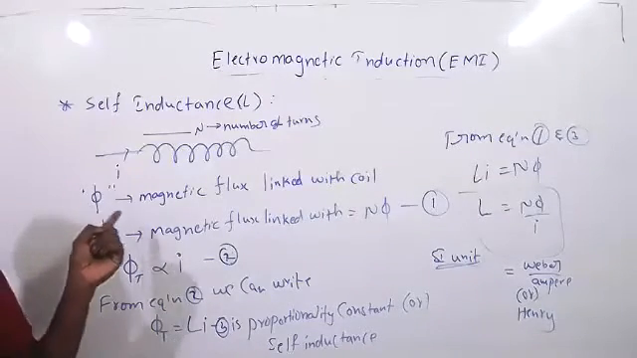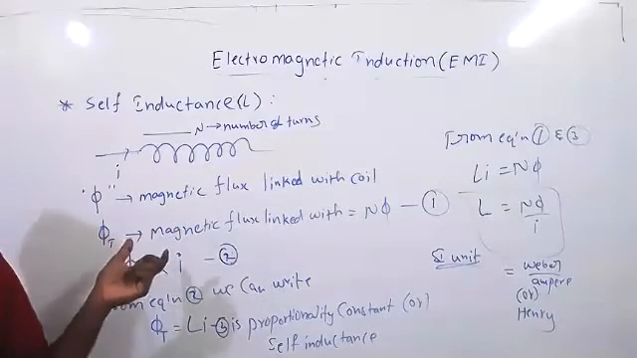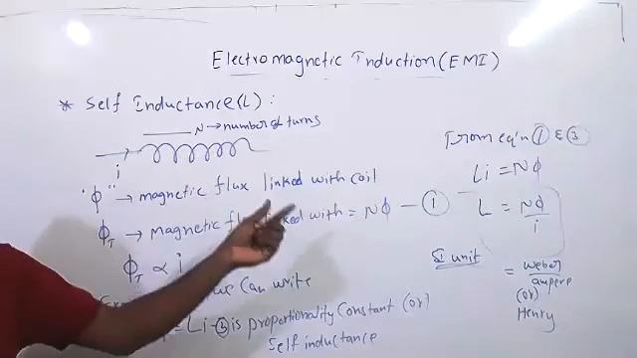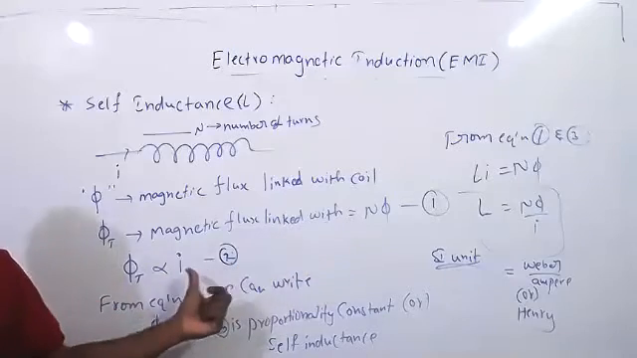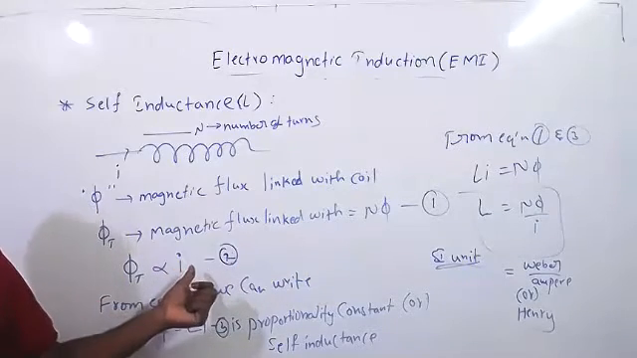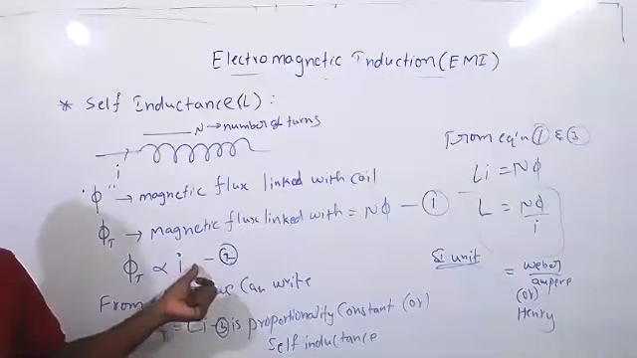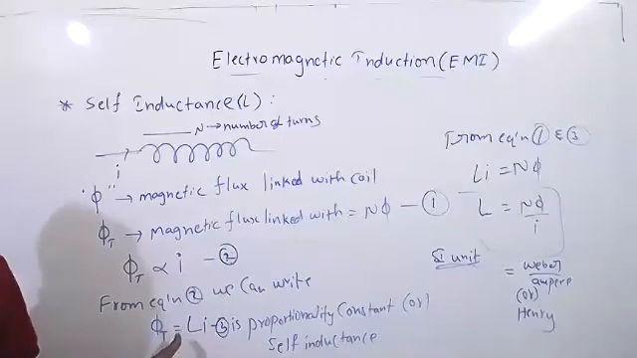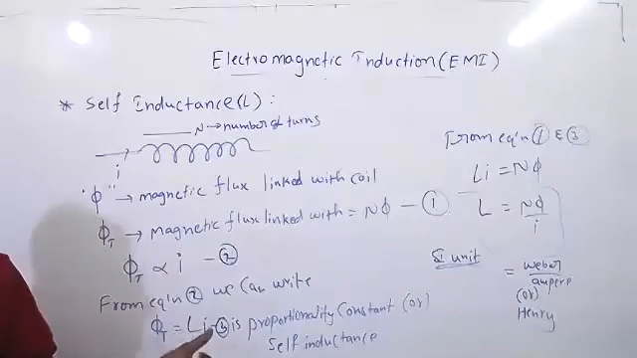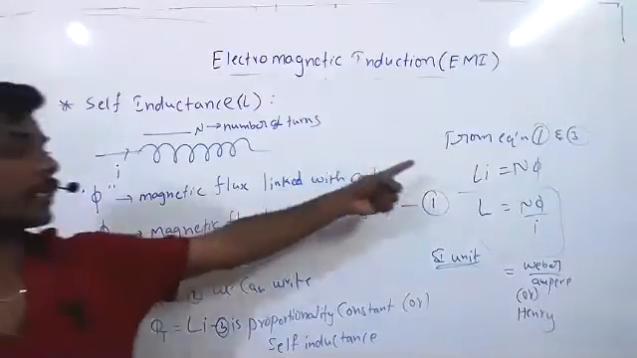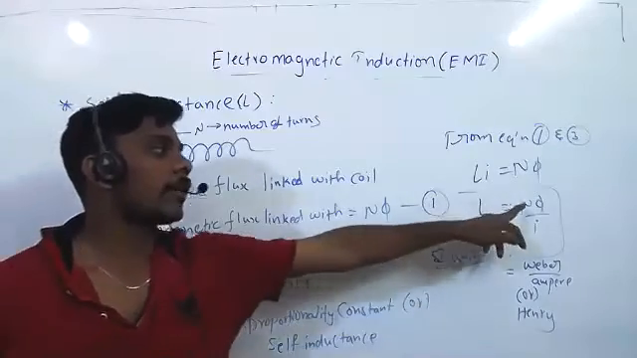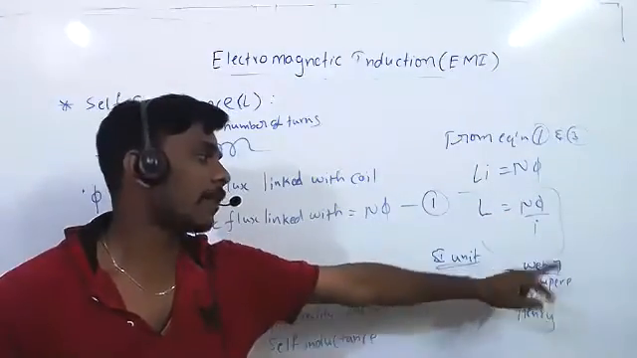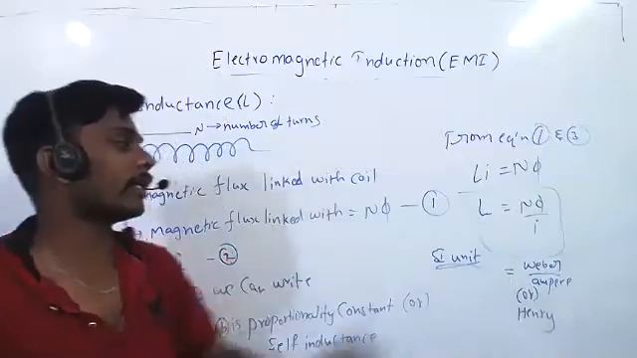So flux, magnetic flux is phi. Total flux, if you want, how many number of turns are there, and each and every turn will have flux, so N phi. This total flux is directly proportional to I. So from equation 2 we can write flux is equal to LI. This L is nothing but the proportionality constant, also called self inductance. So from equation 1 and 3 we can write like this. L is the self inductance. The SI unit is flux Weber, current ampere, Weber per ampere, also called Henry. That's all.